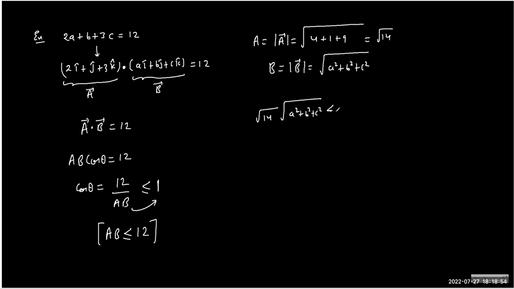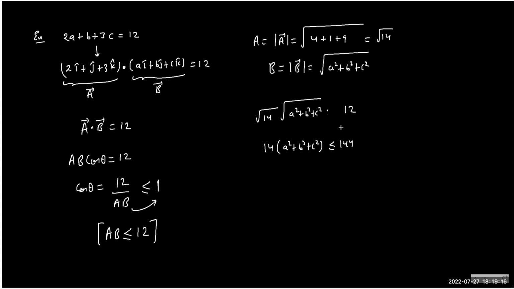The product is less than or equal to 12. Squaring both sides, 14 into. Sir, it should be AB is greater than or equal to 12. AB, yeah, it's coming greater, no? Yeah, right. This is the change happening.